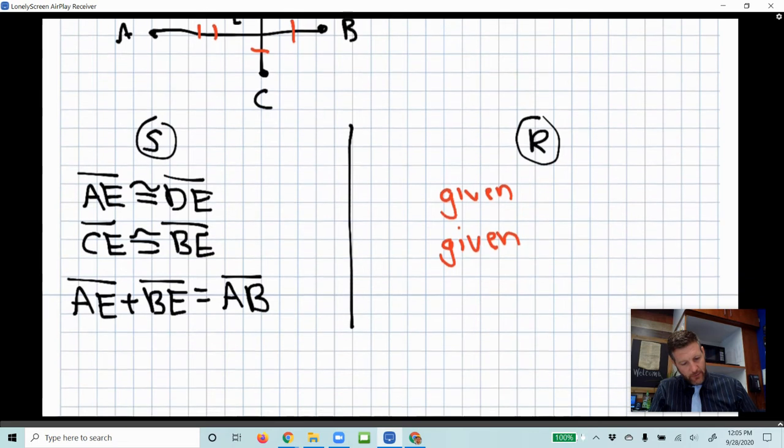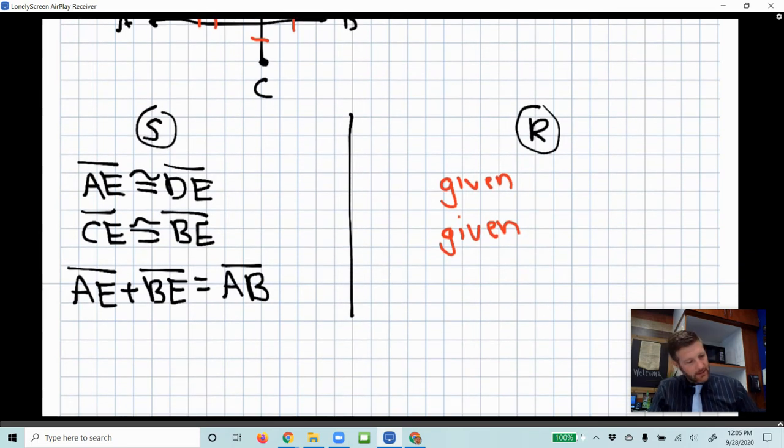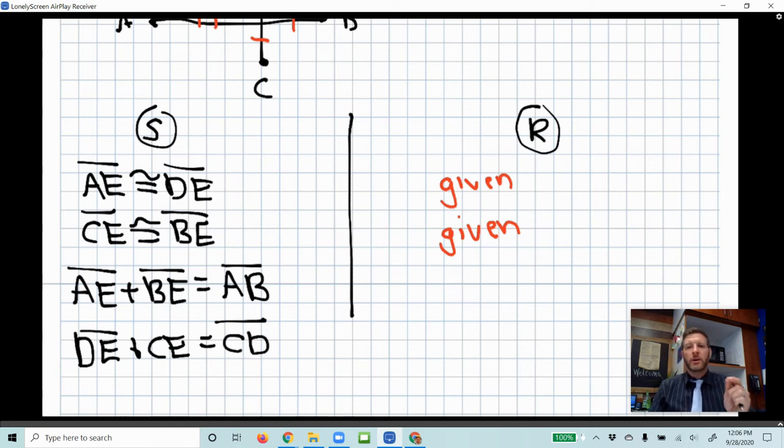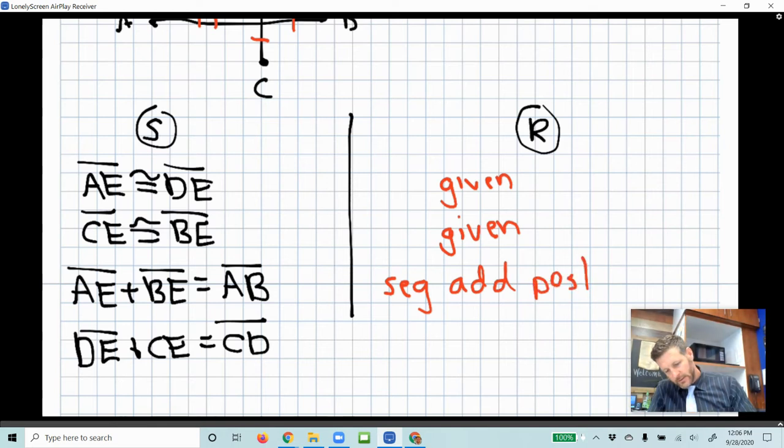And I could say the same thing for the vertical line. I could say that DE plus CE equals CD. Okay. Now, how do I know that? What have we talked about, where the 2 segments add up to the combined segment? That is called the segment addition postulate. Segment addition postulate. And again, I'll just write that twice because I used it twice.